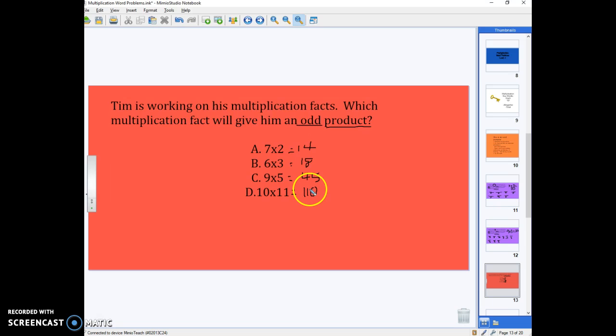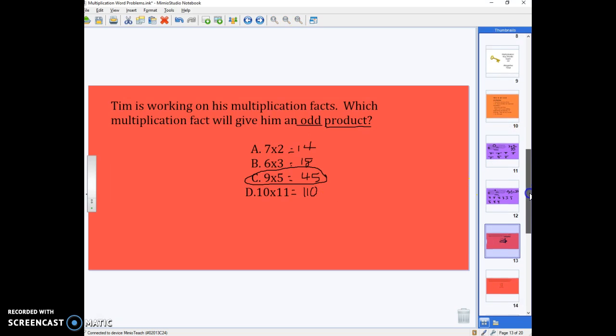Okay, so I'm going to look at these. Which ones end in 1, 3, 5, 7, or 9? The only one that does is letter C, 45. So 9 times 5 gets me an odd product. 2 odd numbers give me an odd product, an odd answer for 45. Let's try that again on this problem.